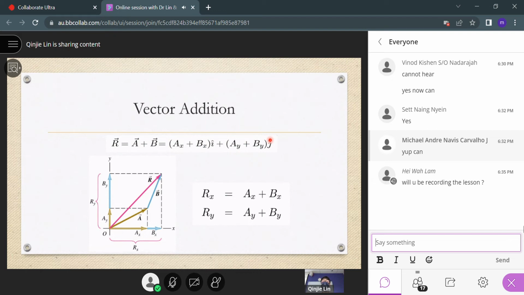This is what unit vectors are for. And from this example, we also see why we need to resolve vectors. If you don't resolve, there's no way you can add these two up mathematically, because they need to be in the same direction.